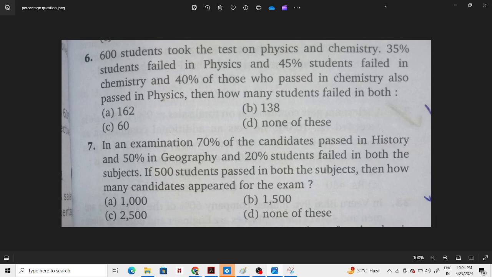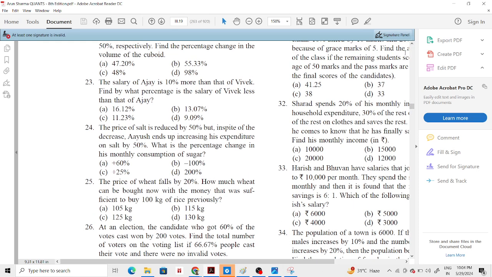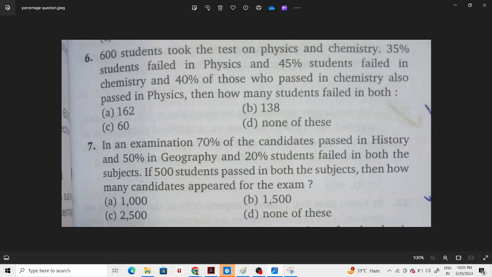Okay, let's do number 7. Try out number 7. Remember, this particular sum is specifically designed. There was another sum, I think, which we had to do. I forgot. Anyways, we do this number 7.